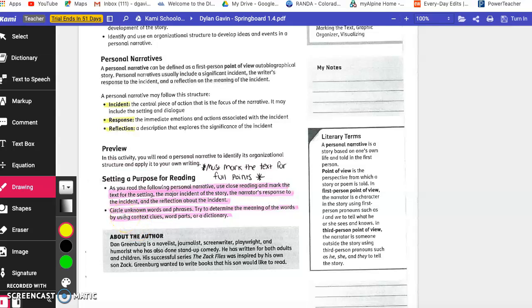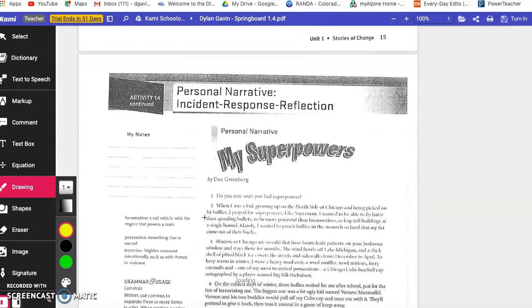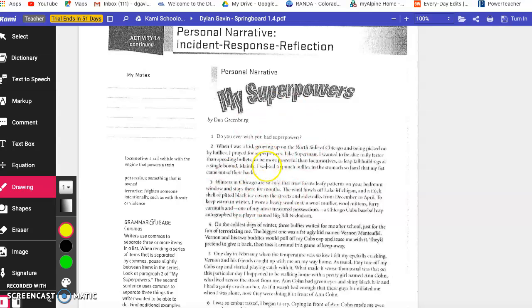Okay, then we always circle unknown words and phrases, and we try to determine the meaning of them so we can better understand the story. If you don't know a word, pull up the dictionary, Google it, something along those lines so you know what it is talking about. Okay, moving forward, here is the story.